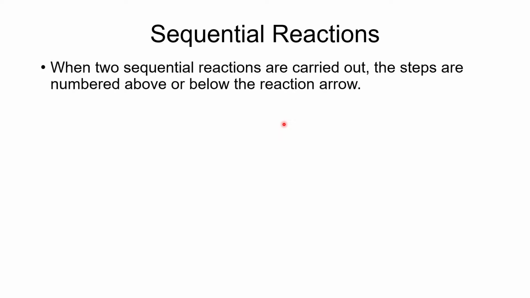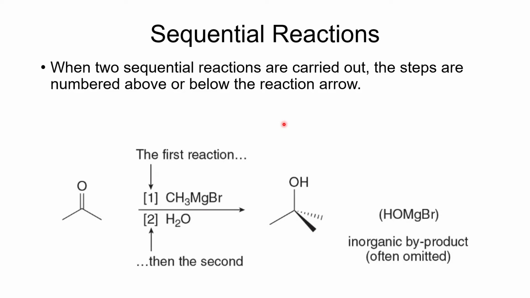We also have what we refer to as sequential reactions, reactions that happen one right after another. When two sequential reactions happen, the steps are numbered either above or below the reaction arrow. And here is an example. This is called a Grignard reaction. We don't see this until second semester.